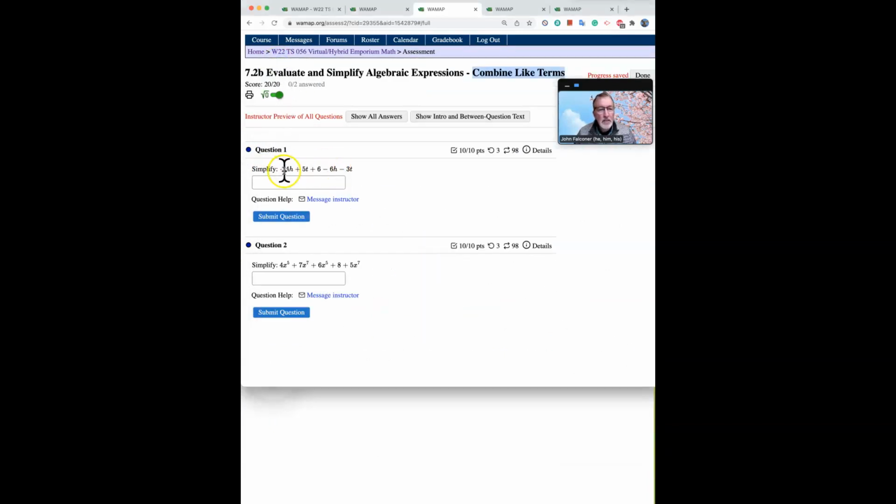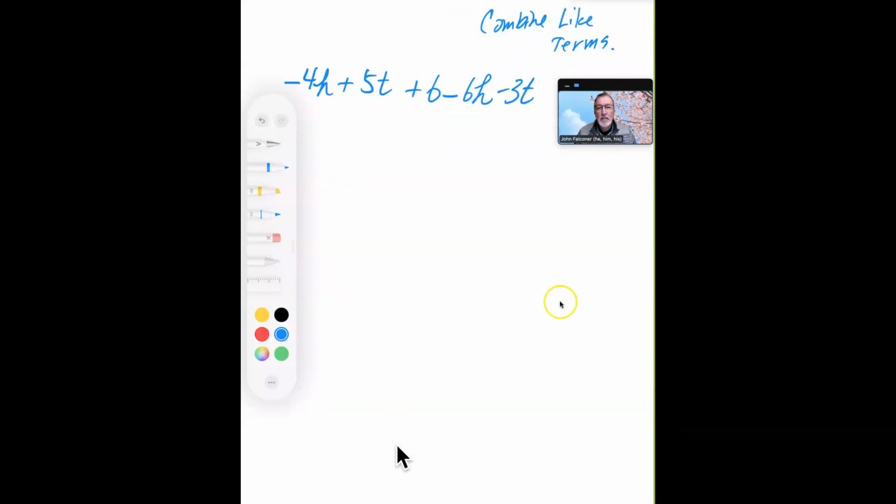All right, well, let's take a look at this one. We've got negative 4h plus 5t plus 6 minus 6h minus 3t. How does that work on a tablet? Well, let's see. Combine like terms, that's a key phrase you can use. You can look for that on Google, but if you have a Khan Academy account, why not use it there? It's free. And at Khan, you can learn other topics than math.